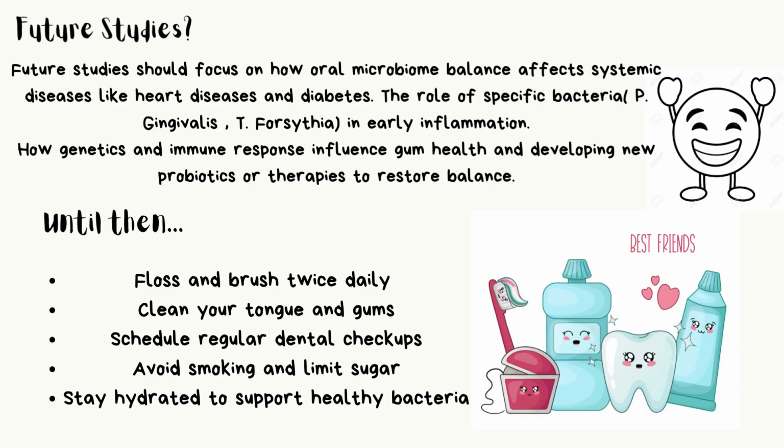Future studies should focus on how oral microbiome balance affects systemic diseases like heart disease and diabetes, the role of specific bacteria, P. gingivalis and T. forsythia, in early inflammation, how genetics and immune response influence gum health, and developing new probiotics or therapies to restore balance. Until then, floss and brush twice daily, clean your tongue and gums, schedule regular dental checkups, avoid and limit sugar, and stay hydrated to support healthy bacteria.